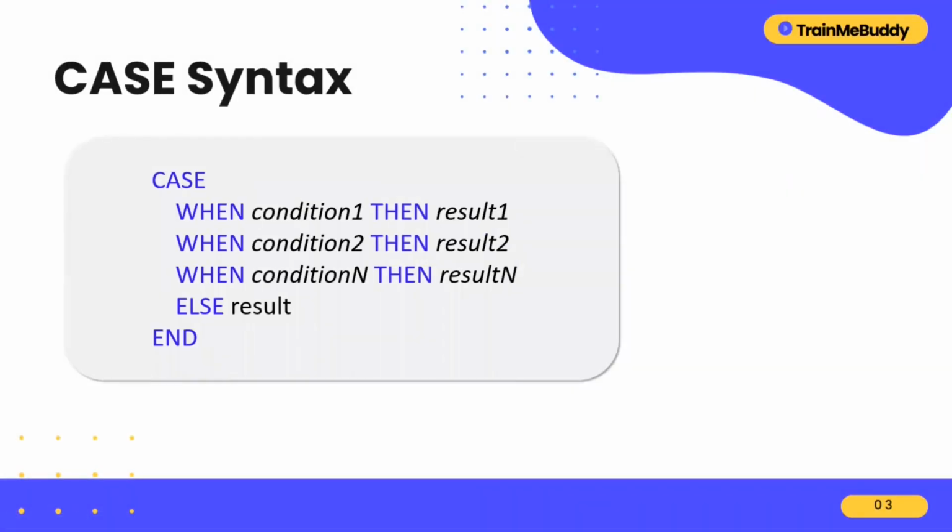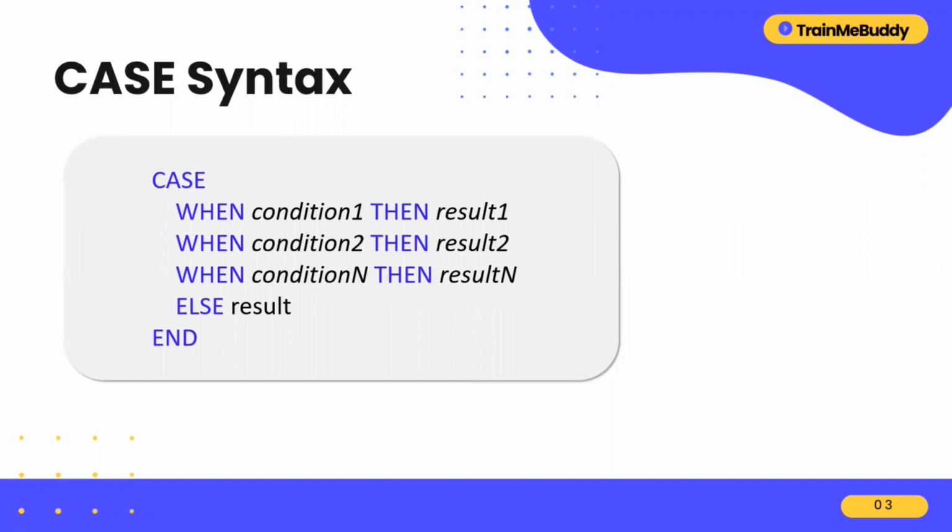Now, what is the syntax of the CASE statement? The CASE statement is written with the CASE, WHEN, and THEN clauses. So we need to have CASE, WHEN, then we need to define condition 1, then what will be the result if condition 1 is true. Similarly, we need to have multiple conditions, so we need to have condition 2, condition 3. Similarly, we can have n number of conditions and we can define n number of results for those specific conditions.